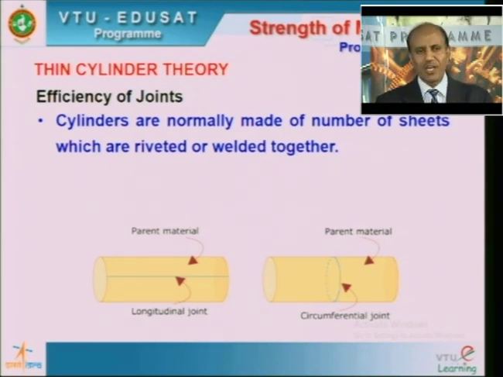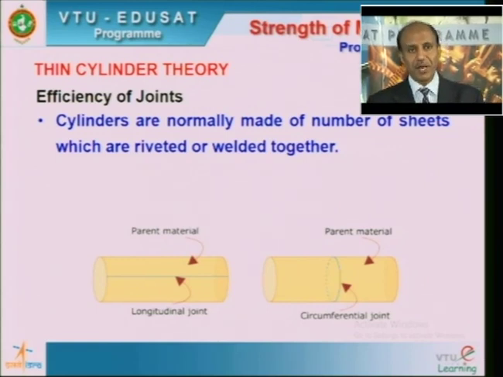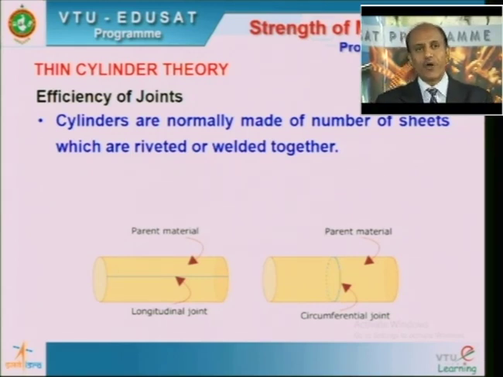So you are just trying to see the cylinders at the bottom of the screen, correct? The first picture to the left shows a longitudinal joint. What is a longitudinal joint? It's a joint present along the length of the cylinder. The second one is a circumferential joint, along the circumference. It's not that you have only longitudinal or only circumferential joints. Generally you have both, right?